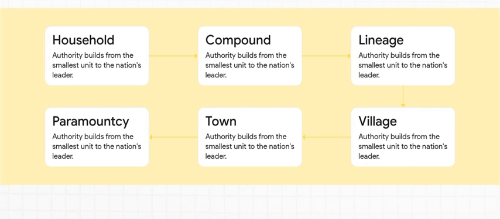So in a centralized system like the Akan, power is superstructured. It's like a pyramid. Authority starts at the very bottom with the household, and it flows up through bigger and bigger groups all the way to the top, to a single paramount chief who's in charge of the whole nation. It's a really clear chain of command.